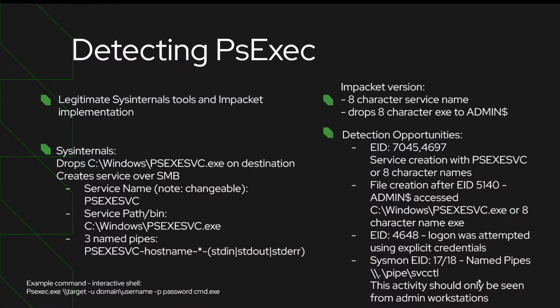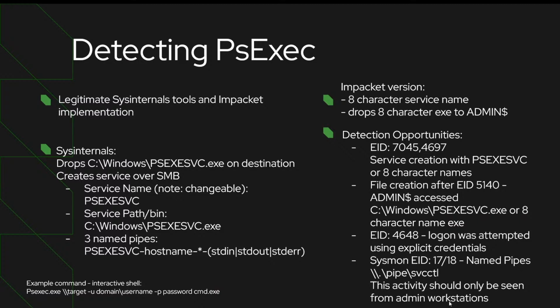And then if you have Sysmon enabled in your environment, and you edit the configuration, which is in XML format, you can actually have it monitor for named pipes as well. And this is the named pipe that is used anytime you're creating a service remotely. So regardless of whether it's via SMB or not, this named pipe is created.